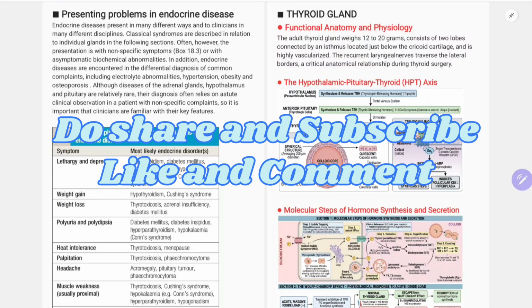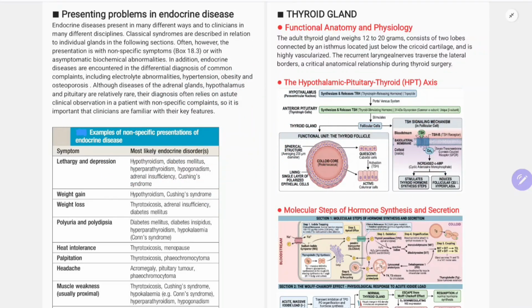So, from now onwards, we will move on to a new topic, that is discussing the cardinal manifestations of endocrine diseases. So, let's begin with the name of Almighty. We will discuss gland by gland, their required anatomy, physiology, and the medicine part.